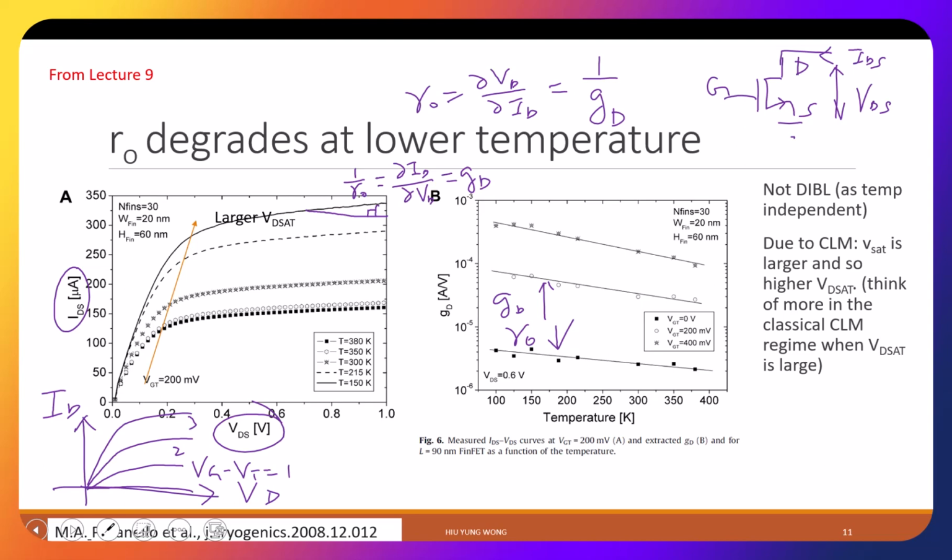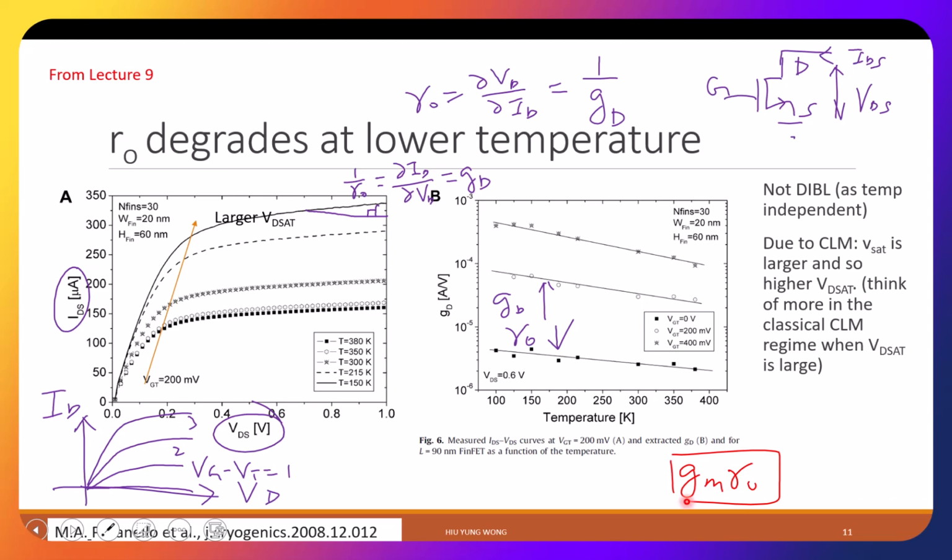Which is bad, because the intrinsic gain of a transistor is GM times R out. We have not discussed this before, so take it for granted. We will talk a little bit about common source later, and at that time you will understand why. But for GM R out, what happened to GM when we reduce the temperature? It goes up. Now what happened to R out? It goes down. So they got canceled.